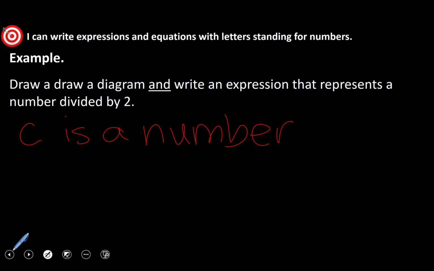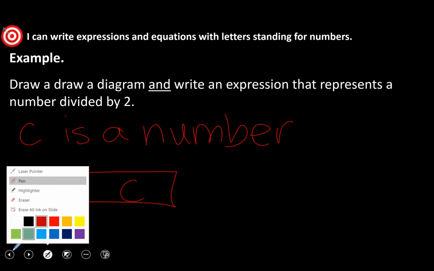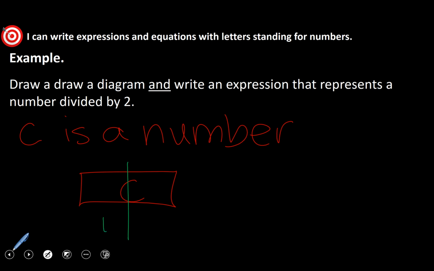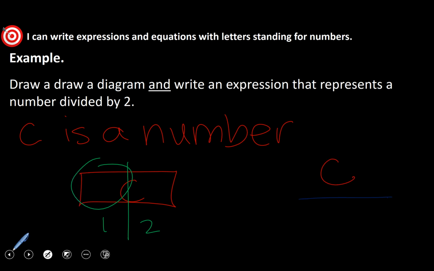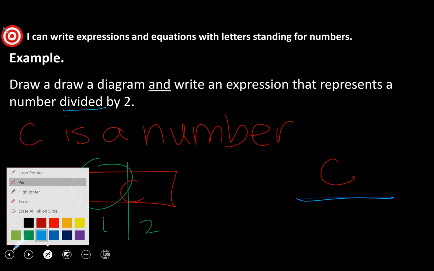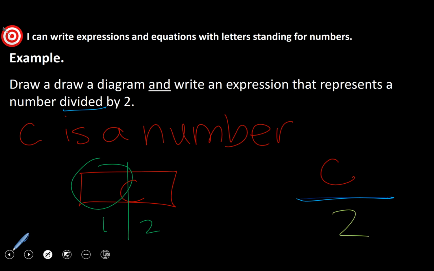So if I have C and I divide it by 2, there's 1 and there's 2. Okay, so that would be our answer. But I don't know what C is. So that would just be how you would draw a diagram of it. If I wanted to show that though, I could do it with an expression. I could say C divided by 2. So that would be my expression for this one.